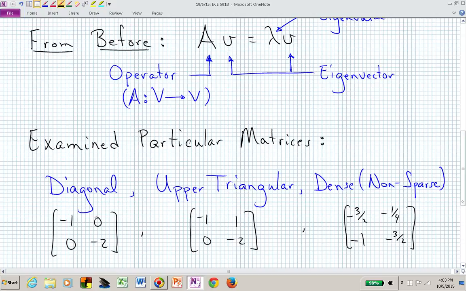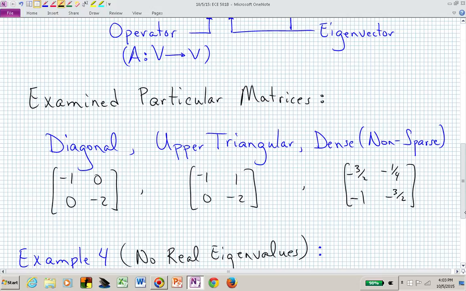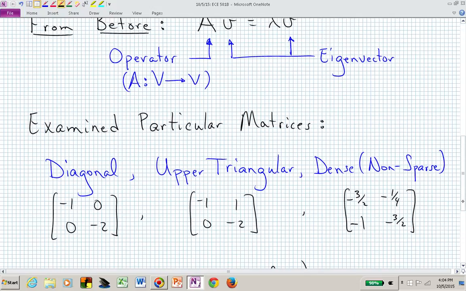Here are the matrices that we talked about last time. And we looked at a diagonal matrix where the eigenvalues are staring you right in the face. They're right on the diagonal. We looked at an upper triangular matrix. Again, the eigenvalues are clearly identified as being on the diagonal. And then we looked at a dense matrix, something that doesn't have very many zeros. It's not a sparse matrix. And in fact, that particular matrix also had eigenvalues at -1 and -2.